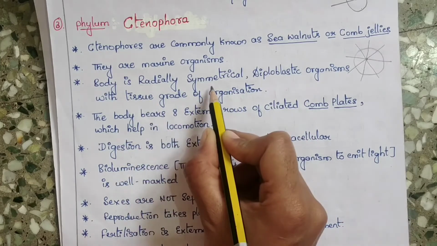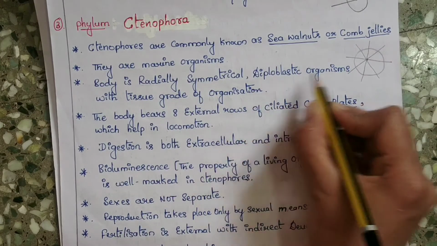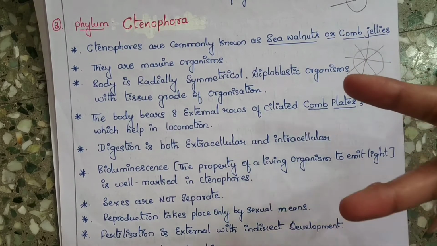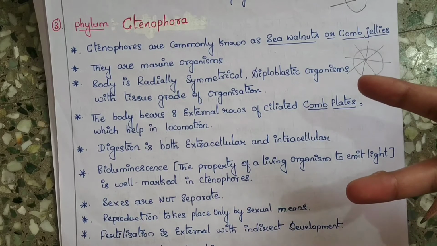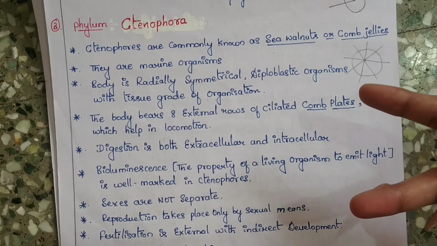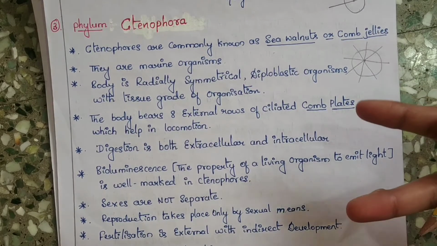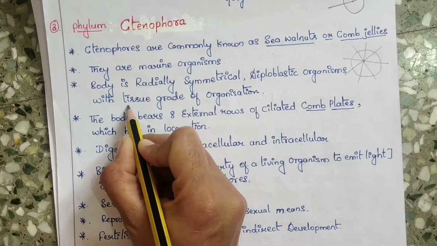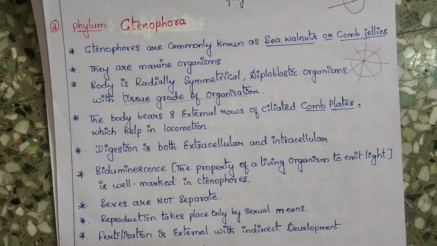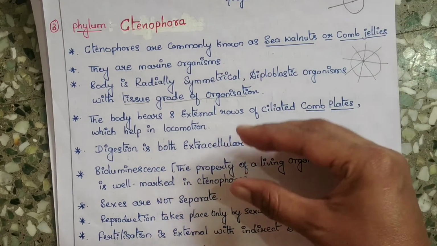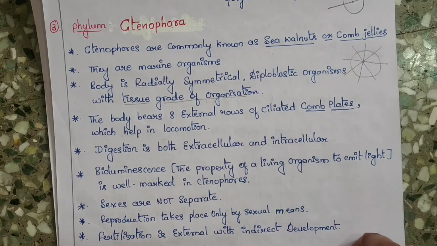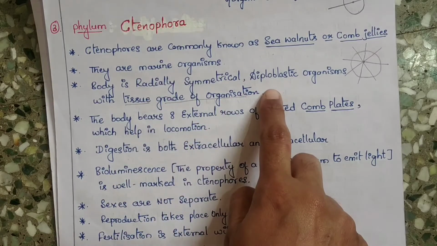Ctenophores are radially symmetrical, and they are diploblastic organisms, meaning they contain two body layers: one is ectoderm and the other is endoderm. The outer layer is called ectoderm and the inner layer is called endoderm. So these are diploblastic animals. The next point is that they form the tissue grade of organization. Tissue grade of organization means a group of similar cells organized into a definite tissue to perform a common function.